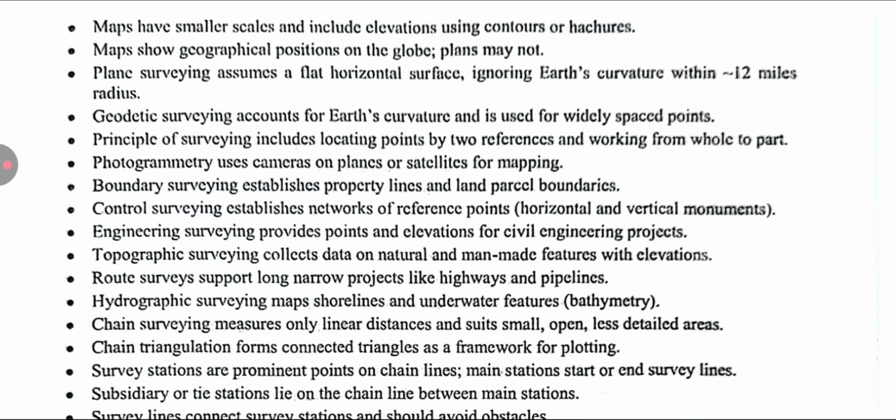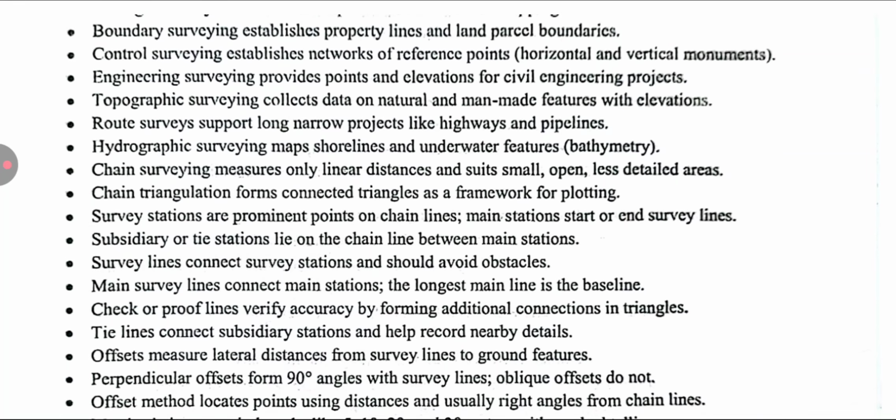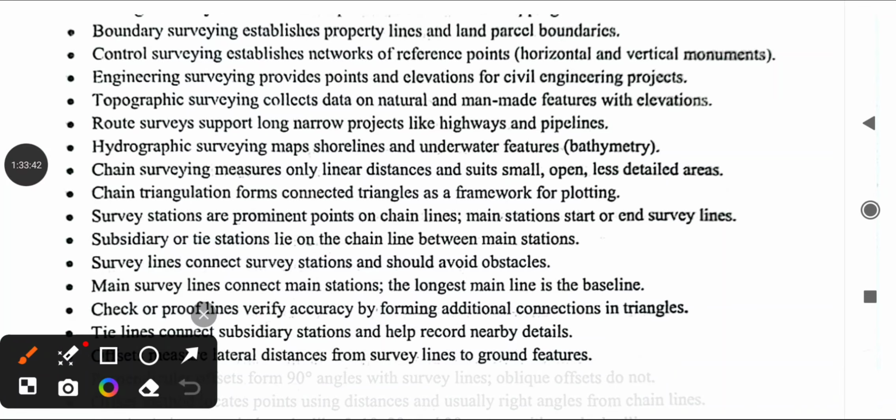And boundary survey establishes property lines and land parcel boundaries. Control survey establishes a network of reference points, horizontal and vertical. Engineering survey provides points and elevation for civil engineering projects. Topographic survey collects data on natural and man-made features with elevation.